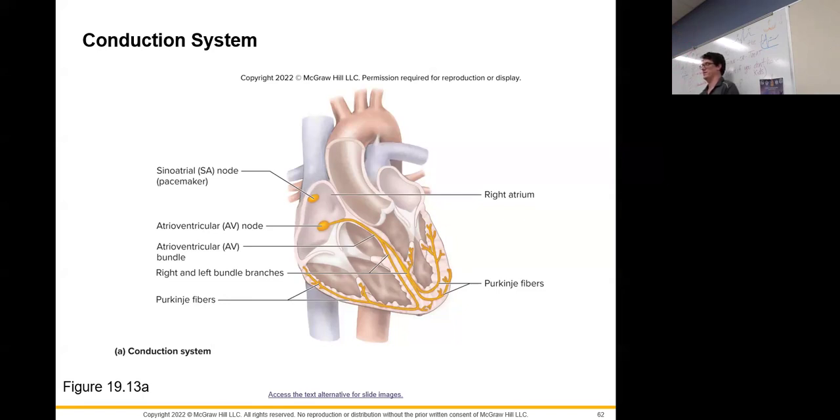Sinoatrial node. S-I-N-O-A-T-R-I-A-L node. Okay, this is your heart's natural pacemaker. This is what's going to set the rate at which your heart is going to beat. Now, I just said that it sets a rate typically around 90 beats a minute. I am standing up here talking to you all, gesticulating wildly, so much so that I'm sweating a little bit. My heart rate is currently 91, which means my sinoatrial node is able to do this on its own. Y'all's is probably nowhere close to that.